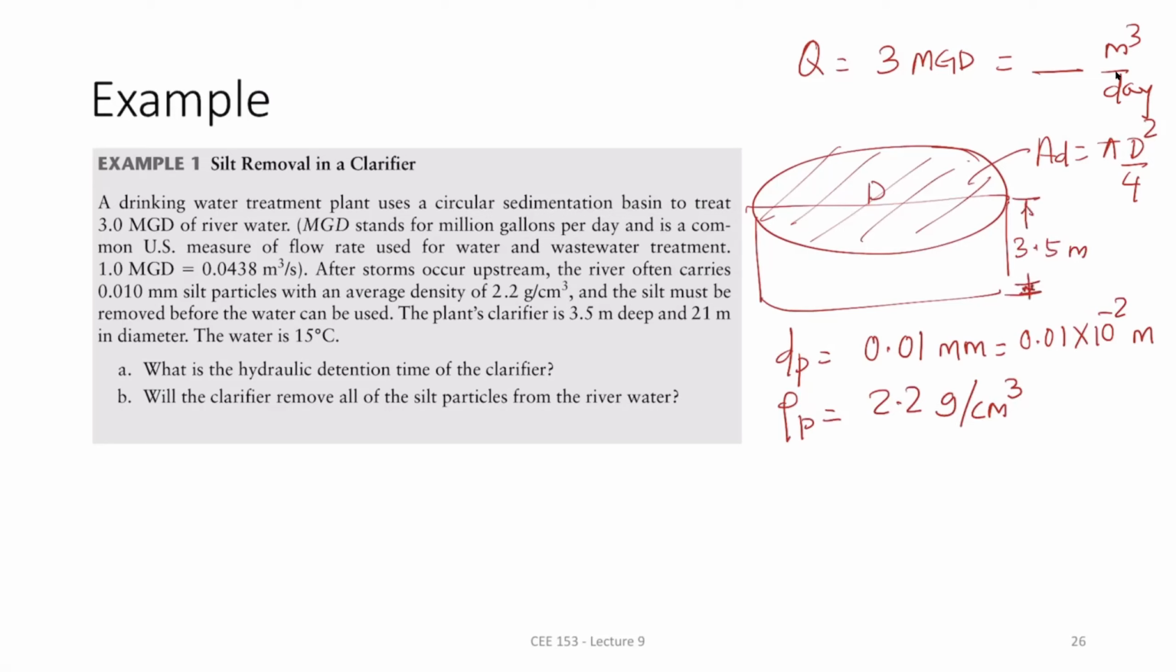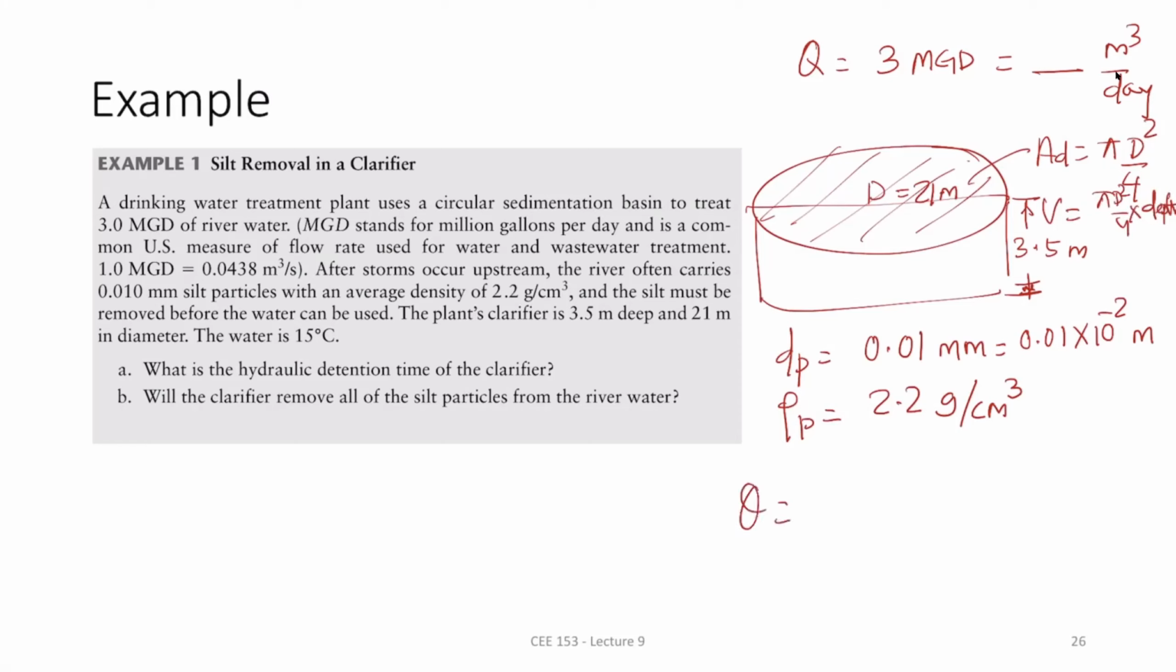And it says the diameter is 21 meters. So if you know the diameter and depth, you know the volume of the tank. So pi d square by 4 times depth, that entire volume. If you know the volume, you also know the theta.